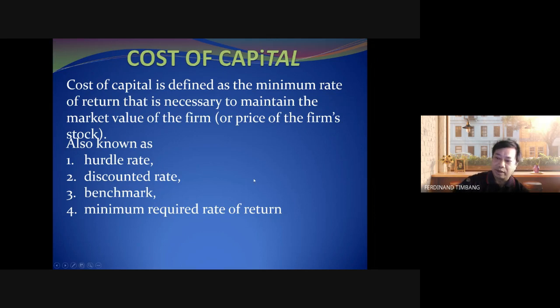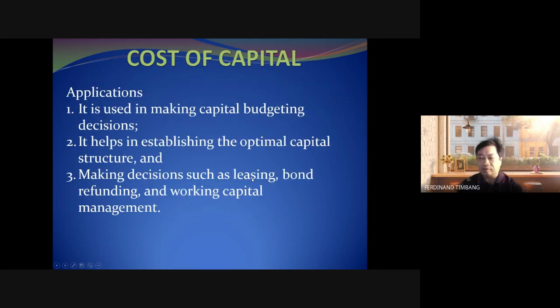Okay, the next we have applications. So for the applications, as mentioned a while ago, it is used in making capital budgeting decisions. Why? Because if you have cash flows, you will get the present value by using the cost of capital or the required rate of return, and then sum up all the present values of all the cash inflows, and then you compare that to the investment amount. So once compared, you will now make a decision.